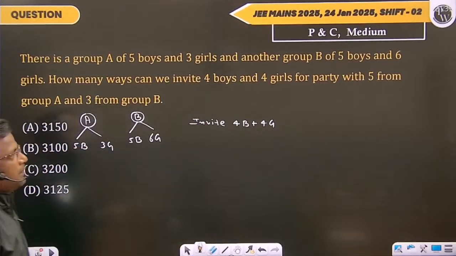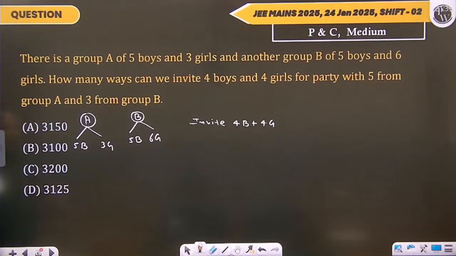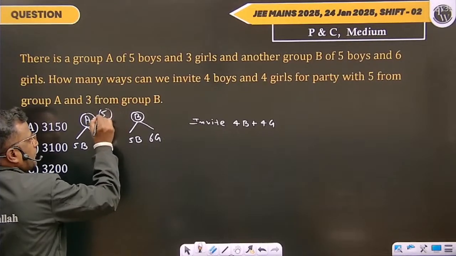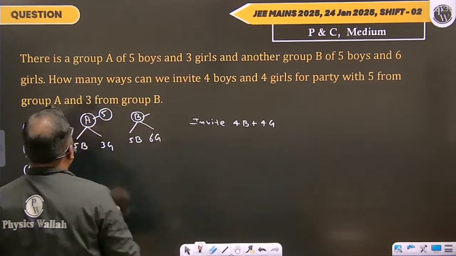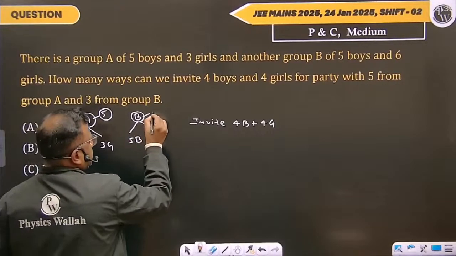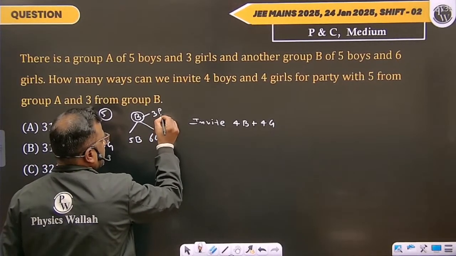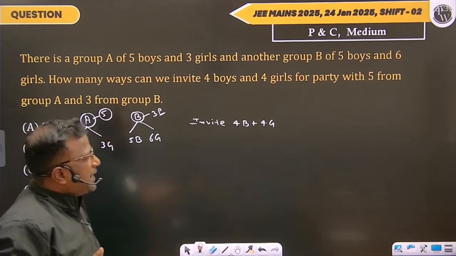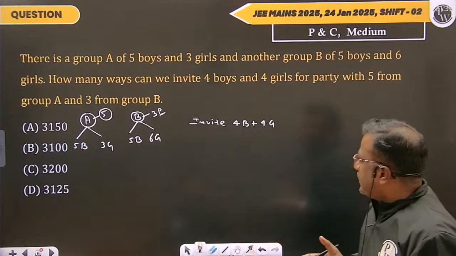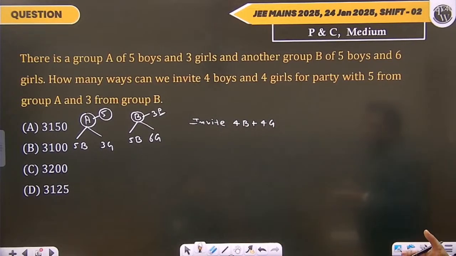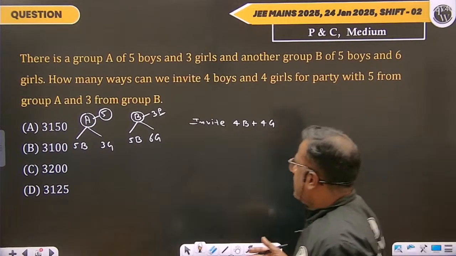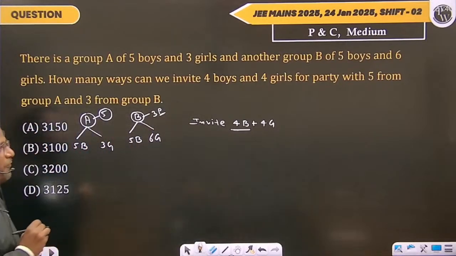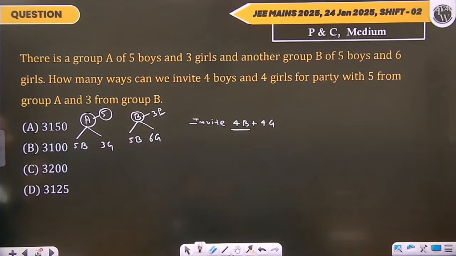The party has 5 people from group A. You have to take a total of 5 persons from group A, and from group B you have to take 3 persons. It is very simple, but we can say it is a medium question because it is a PNC question, so there are some cases. Focus first on the fact that you have to take exactly 4 boys to be invited to a party.